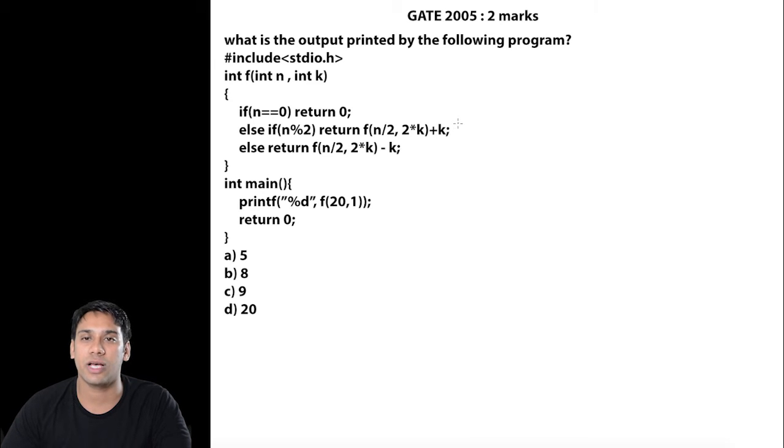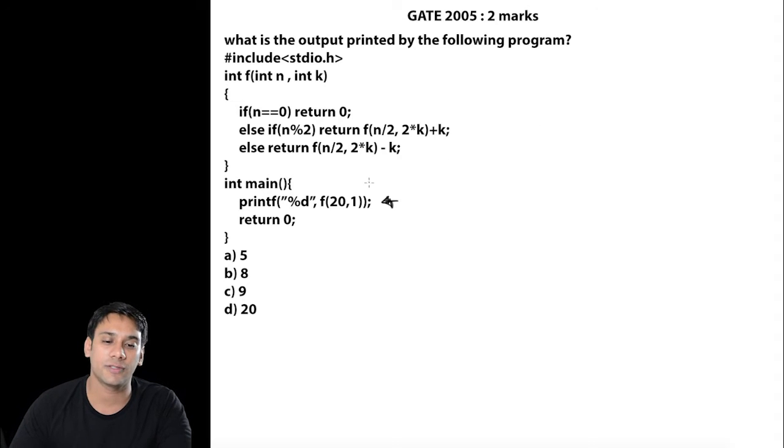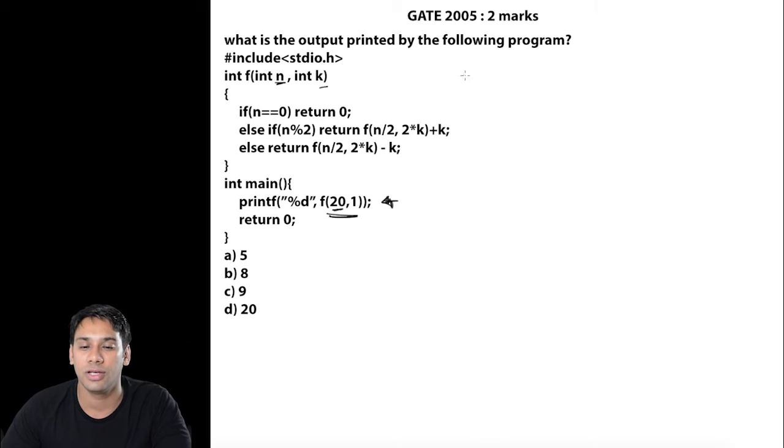Now this question was asked in GATE 2005, and in this question we are not using any static variables. It is just a simple recursive programming function, and they want us to find what value is printed by this printf statement. Here in this printf statement we have called f of 20 comma 1, so this 20 value will be given to this n, and this 1 value will be given to this k. So initially we have called f of 20 comma 1.